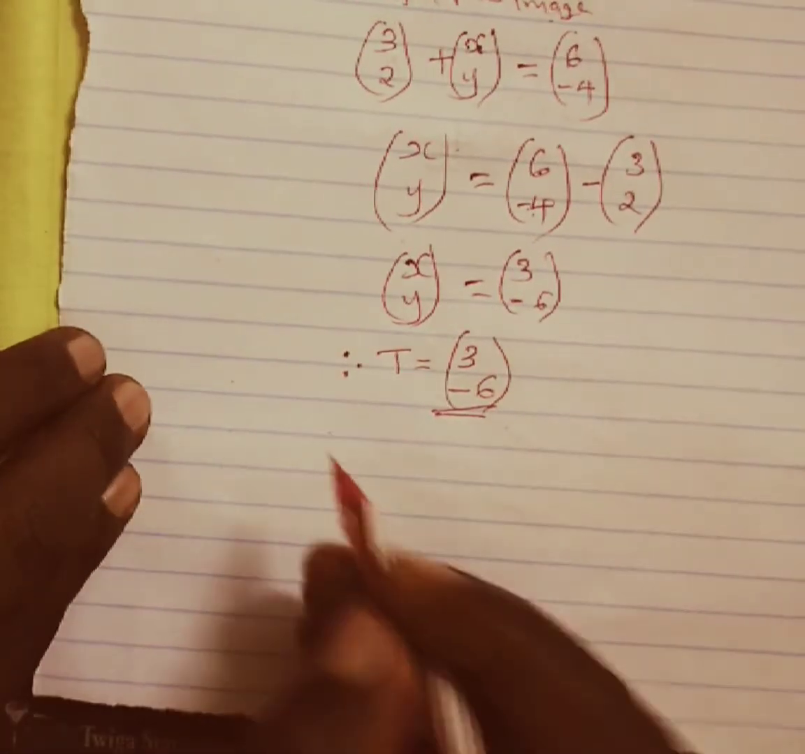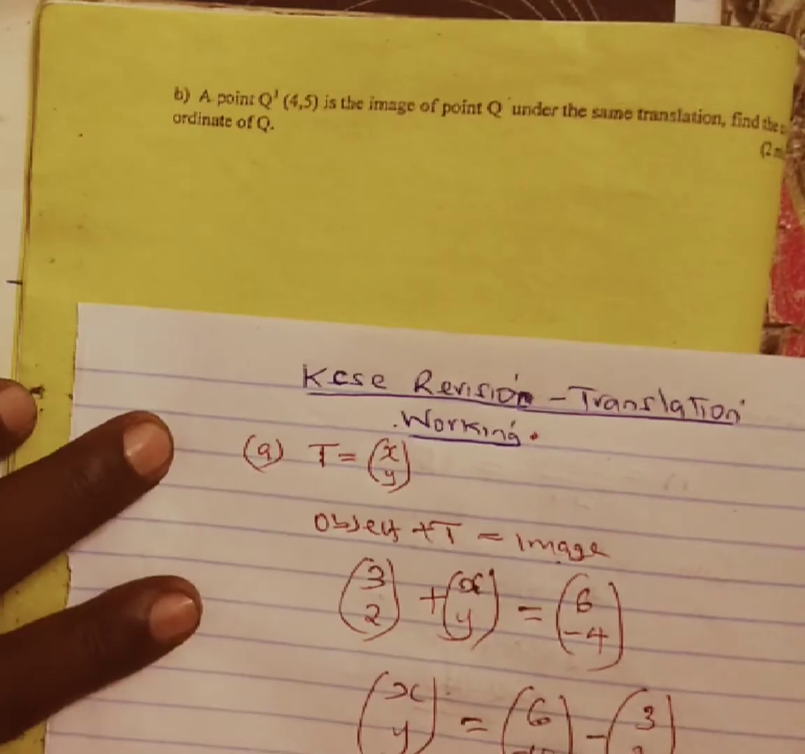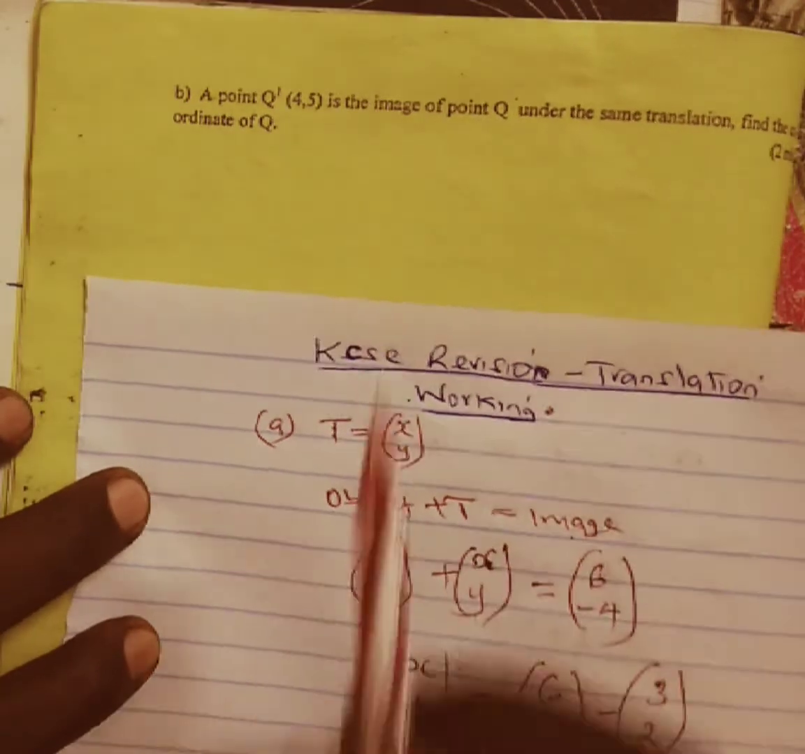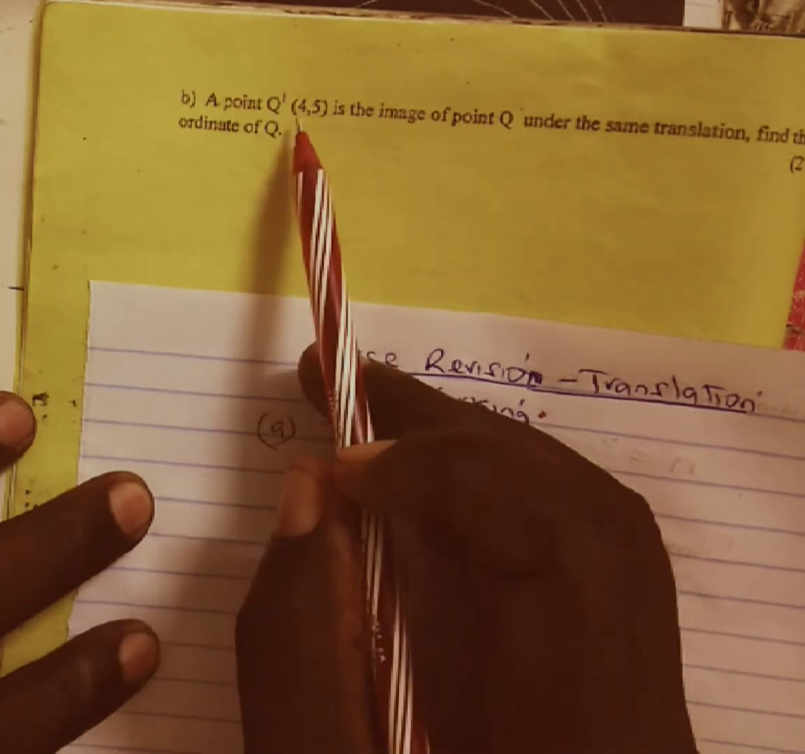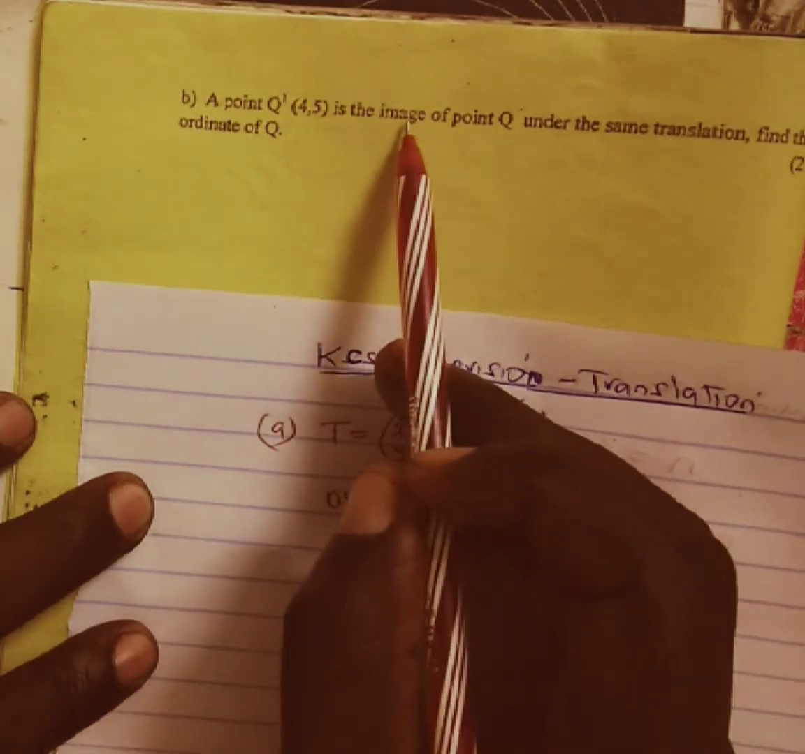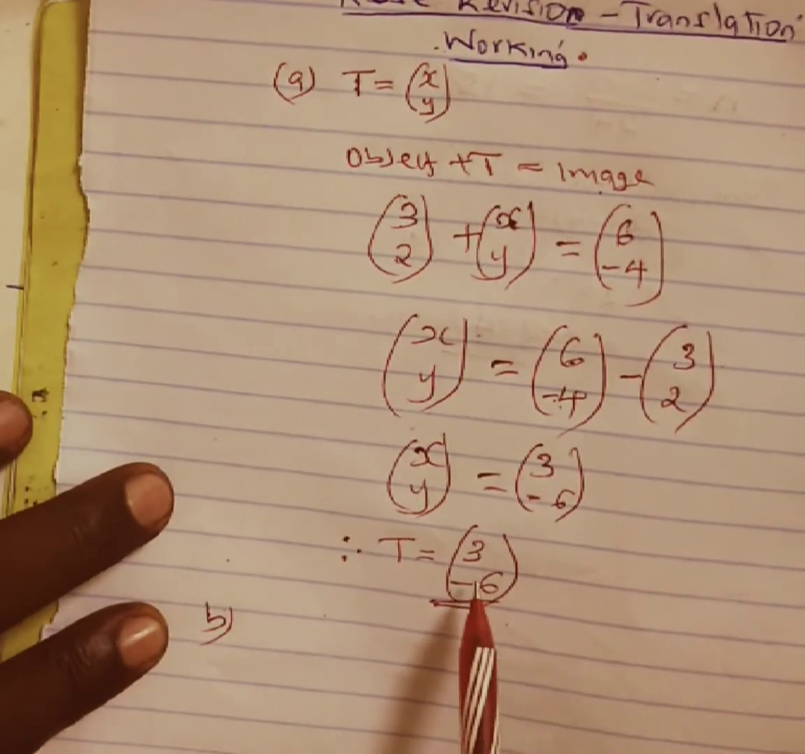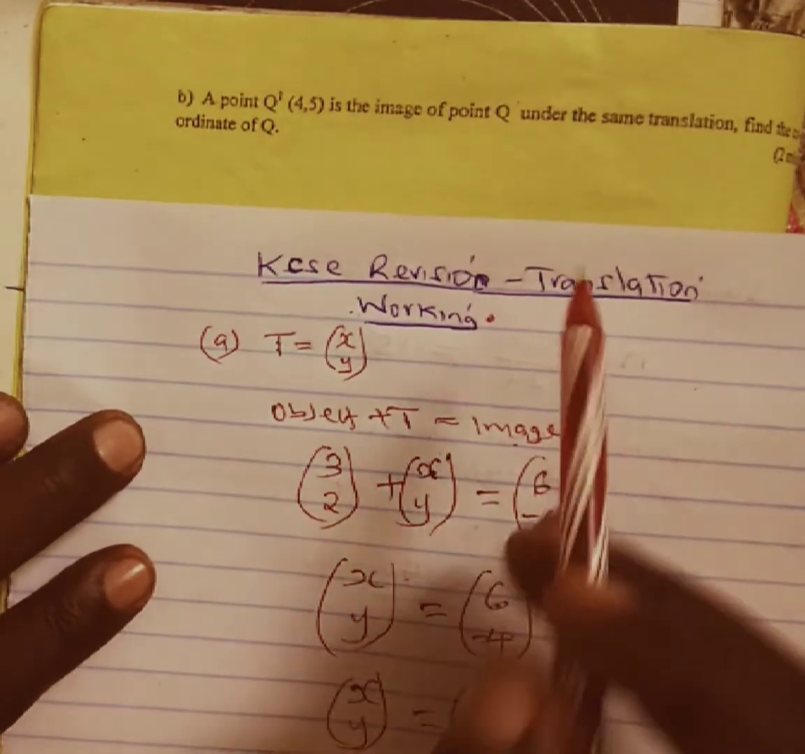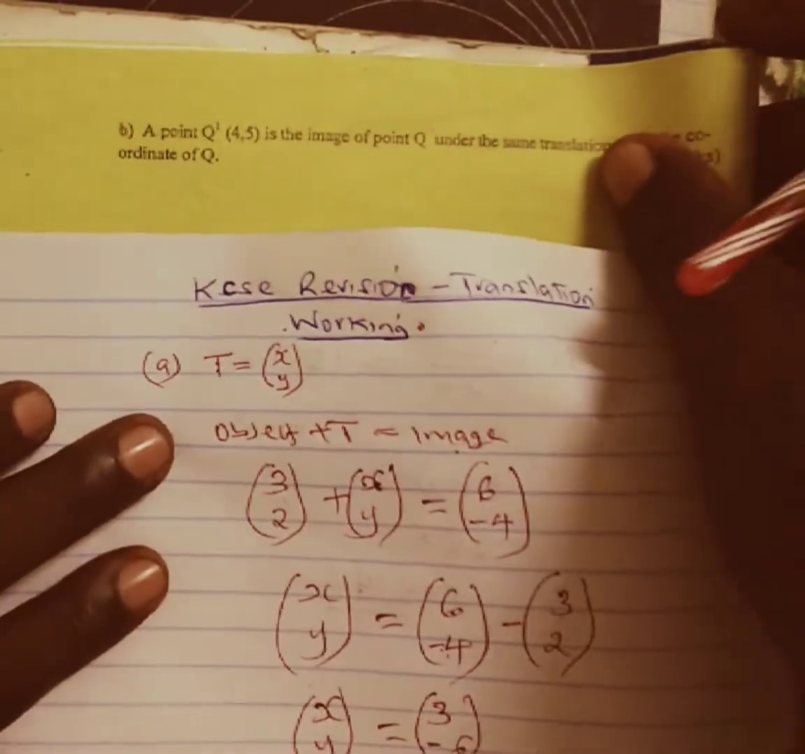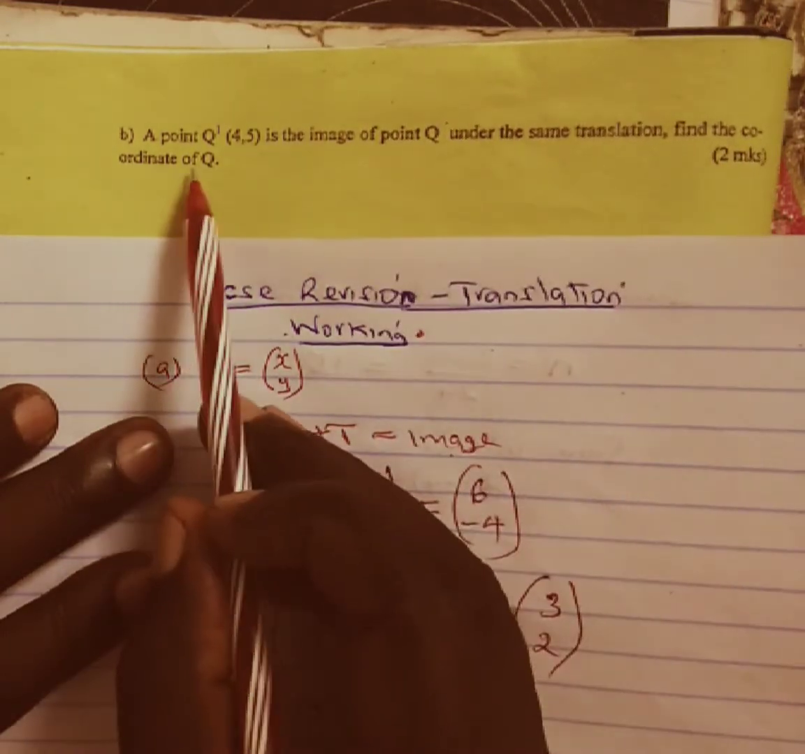Going to Part B of the question. Part B of the question reads, a point Q prime, that is the image of Q, with the coordinates 4, 5 is the image of a point Q under the same translation, and already we have our translation vector, which is 3, negative 6. So the question reads, under the same translation, find the coordinates of Q.